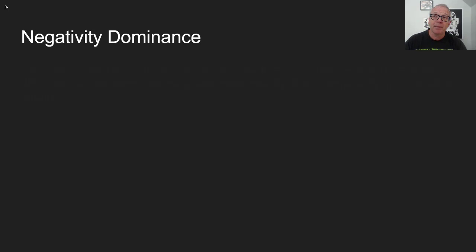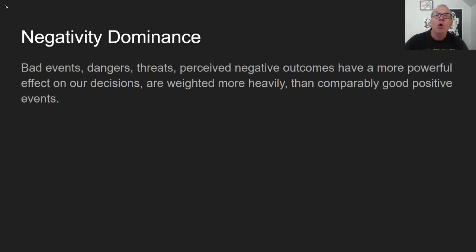Okay, so I said I was going to talk about negativity dominance. What that means is bad events, dangers, threats, perceived negative outcomes have a more powerful effect on our decisions, and they're weighted more heavily than comparably good positive events. So there's a quick and dirty way to define the term. I didn't check Kahneman for this. He may have cashed it out a little bit differently than that. You should go and see what he says about it in chapter 29. But that's a rough definition of it.